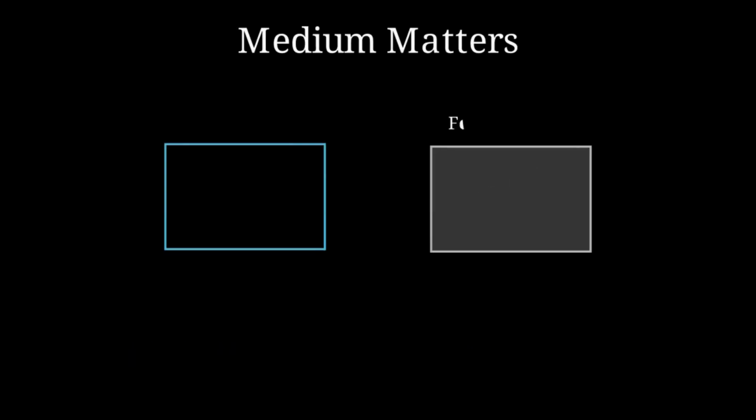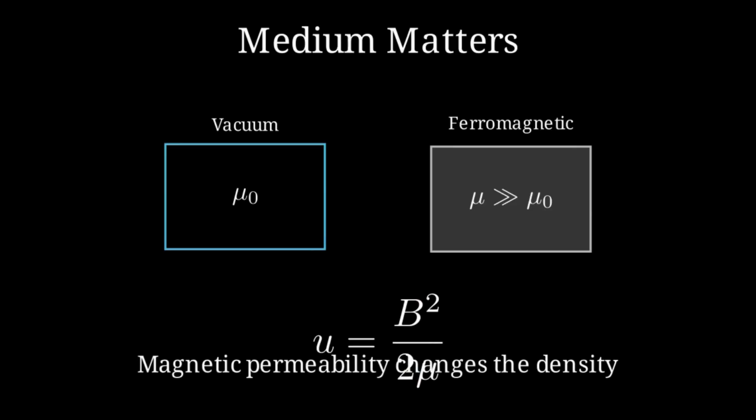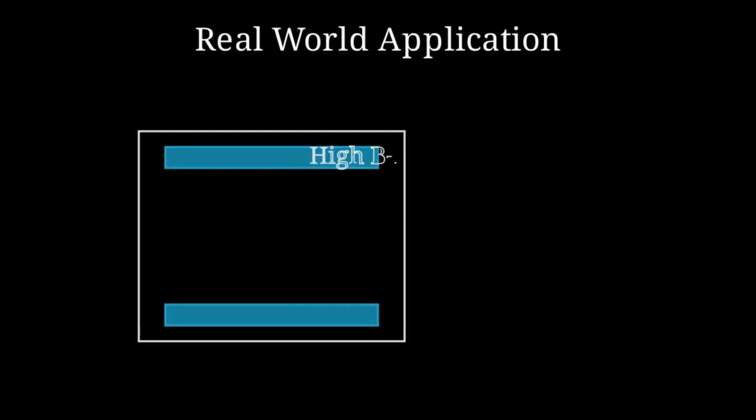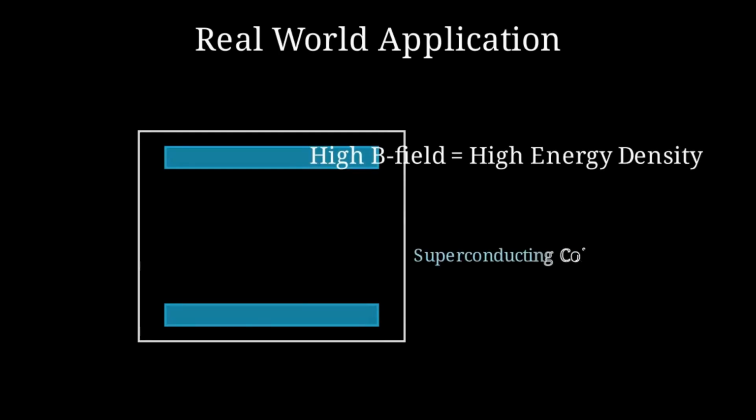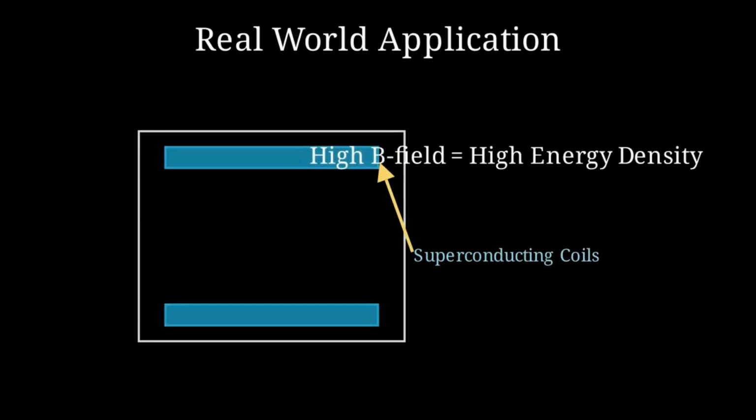If the solenoid has a core material other than air, we replace the permeability of free space with the material's specific permeability. This can drastically change how much energy is stored within the device. In the real world, this principle is used in MRI machines and particle accelerators. These devices use superconducting solenoids to create massive magnetic fields, storing enormous amounts of energy in relatively small volumes.